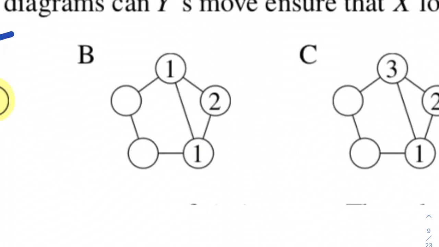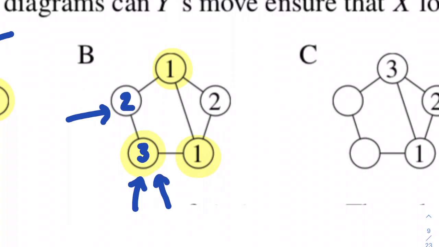Okay, diagram B. Let's say player Y starts here. They could either place a 2 or a 3 here, since the only adjacent circle is a 1. Let's say they place a 3 here, then player X would have to play here. Now player X can't play a 1 or a 3, because 3 is this adjacent circle and 1 is this adjacent circle, so they would have to play a 2. If player Y played a 2 here, then player X would have to play a 3 here. So either way, player Y cannot ensure that player X will lose for diagram B.